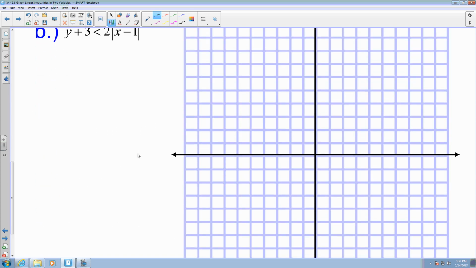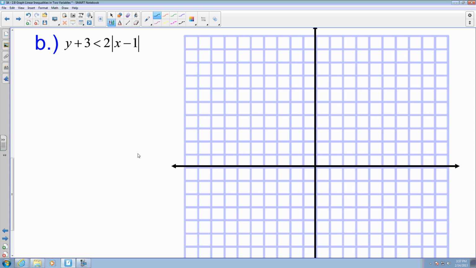Looking at B, first I've got to get y by itself, so I'm going to subtract 3 from both sides. So now it's y is less than 2 times the absolute value of x minus 1, all of which is minus 3. From here, originally the vertex is at the origin, but we have some shifting involved, so that means it's going to be to the right 1, down 3. So my new vertex is going to be at this point right here.